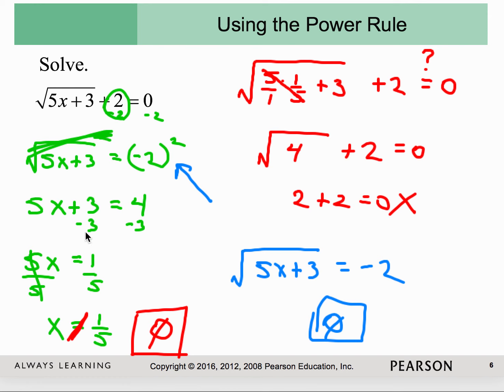But I wanted to go through the whole process just to show you, because sometimes you still don't get a solution, but it's not obvious until you check it. But on this one, it was obvious right here. As soon as you get a radical that equals a negative number, oh, that's going to be a no solution one.